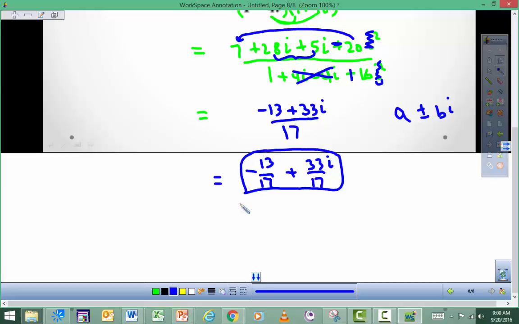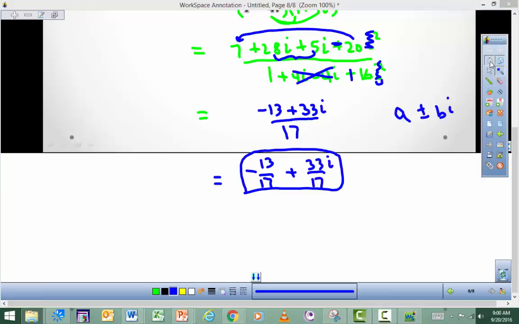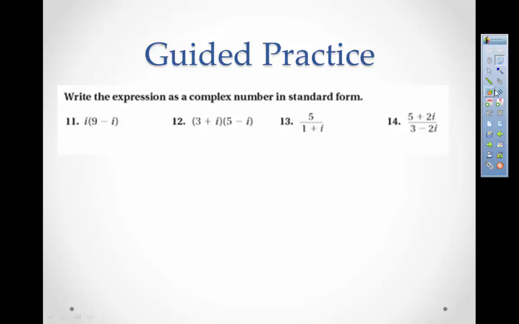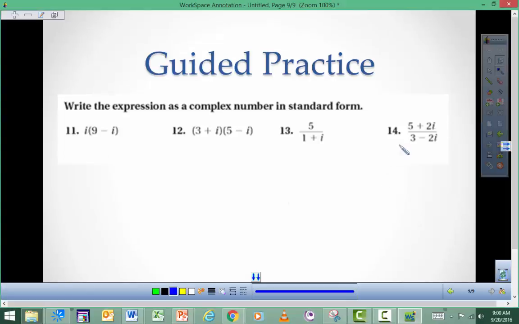Okay, I think what I'll do is just one more of these, and then I'll let you complete your study guide. Let's do one more. Let's try, how about this one, number 13. Okay, so the complex conjugate of 1 plus i would be 1 minus i. So we're going to multiply by 1 minus i. Now hopefully you guys get that. 1 minus i here. And now we just need to multiply and see what happens.